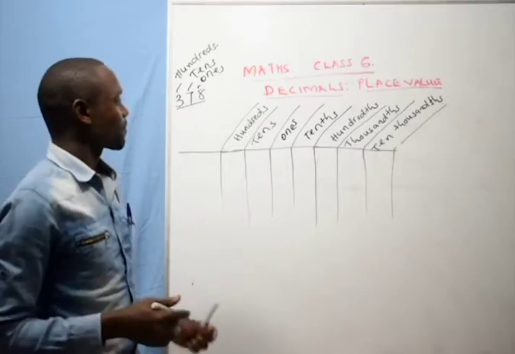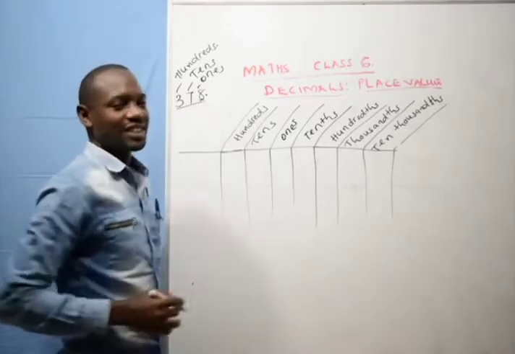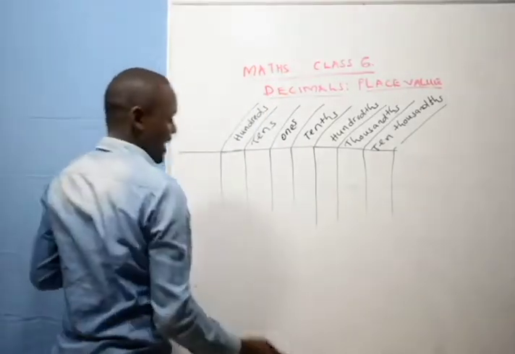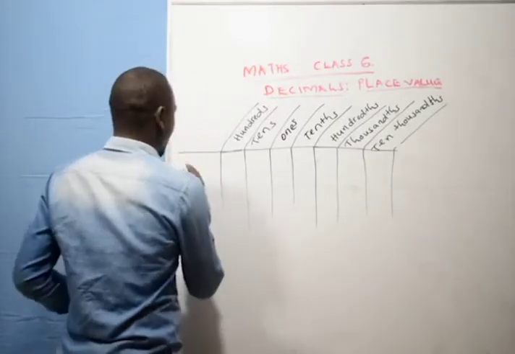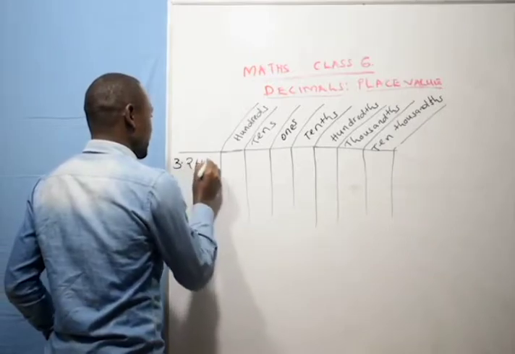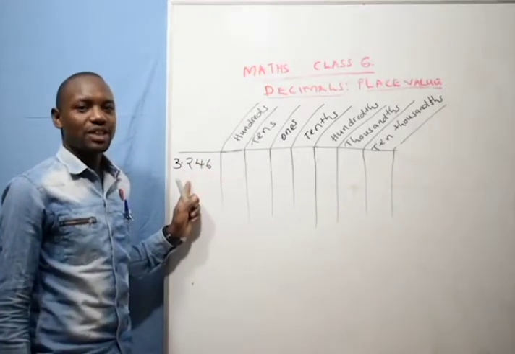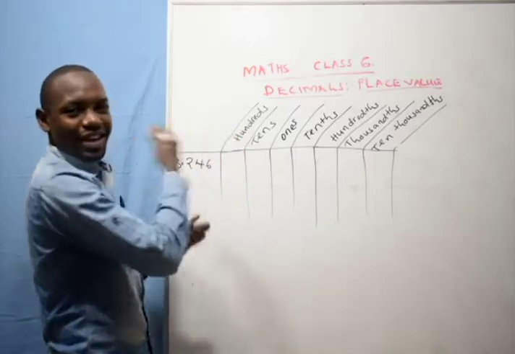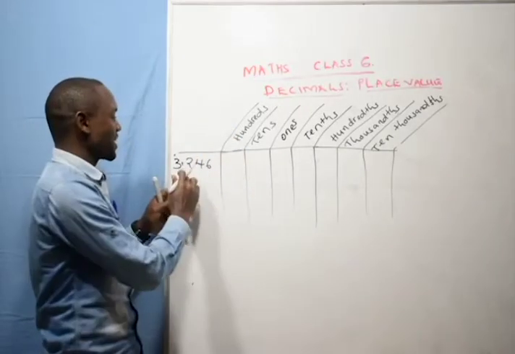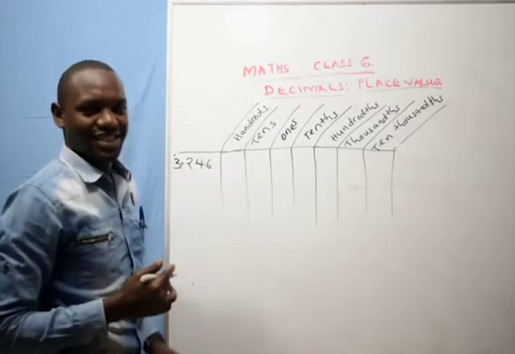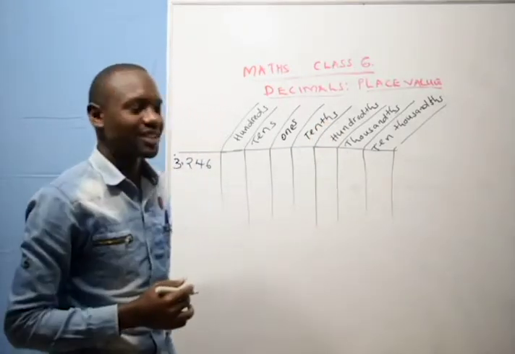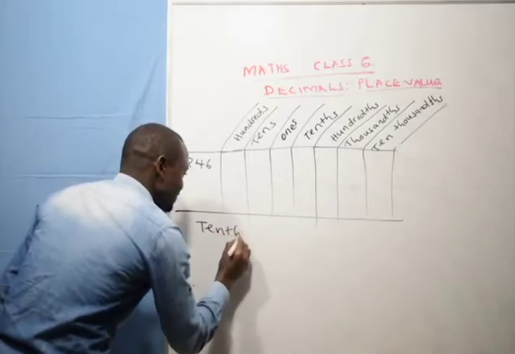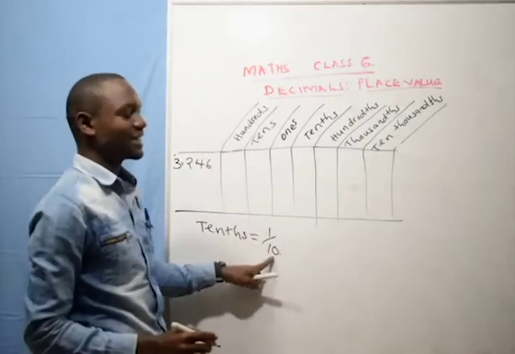Now, when we come to decimals, decimals begin from the ones, from the ones to the right. For example, in a number like 3.246. So from the decimal point to the left, we have ones. And from the decimal point to the right, we have tenths. Tenths with a TH and S at the end. Tenths means what? Tenths means 1/10. So it has one decimal place.